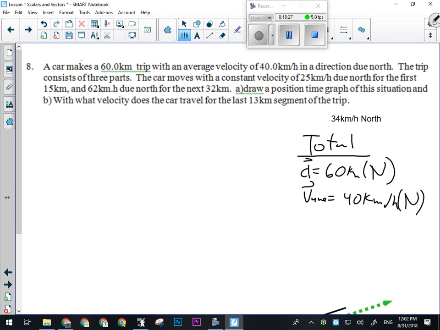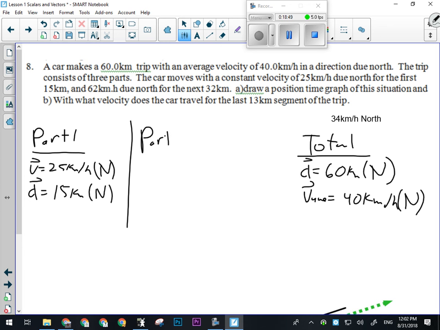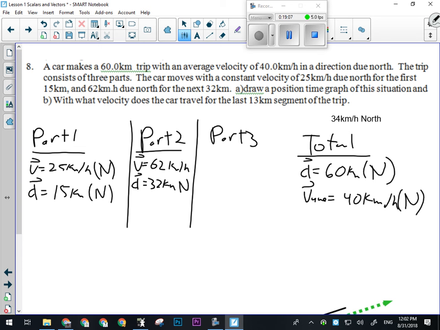Okay, the trip consists of three parts. So now I'm going to start filling in the parts. Part one is 25 kilometers per hour for 15 kilometers. Then in part two, we know that it goes 62 kilometers per hour for 32 kilometers. And then we have part three, and all we know about part three is that it's 13 kilometers long.